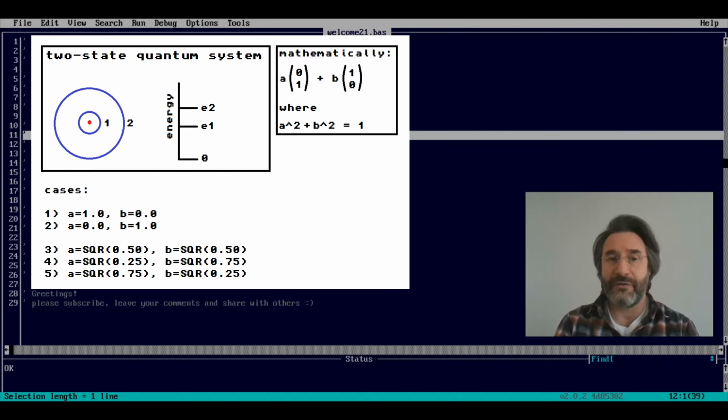For example, case 4 means that your qubit has 25% chance of being in one state and 75% of being found in the other state. So if you measure this information many times and you make an average, you will actually find that in practice you have 25% of finding it in one state, or 75% of finding it in the other state. Case 5 is exactly the opposite of case 4, but it works in exactly the same way.